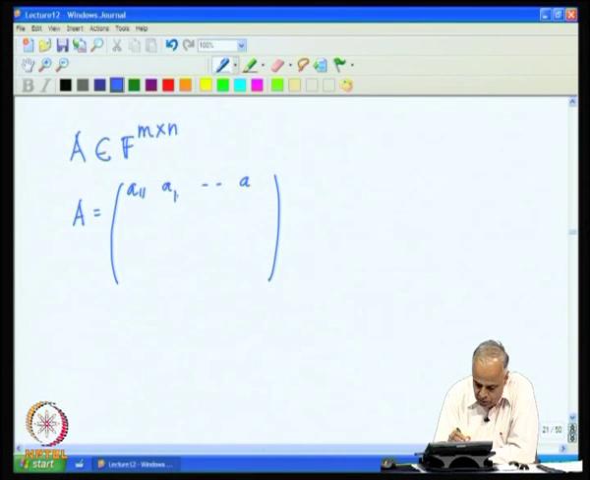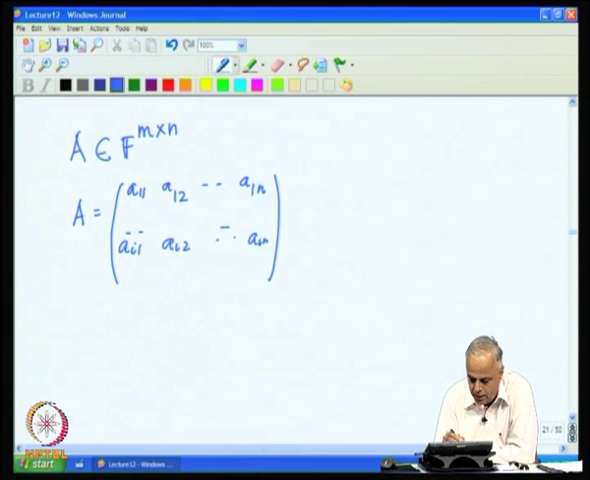A11 is the first row, so it should be A12, A1n, and so on. The ith row will be Ai1, Ai2, Ain, and the last row will be Am1, Am2, Amn.